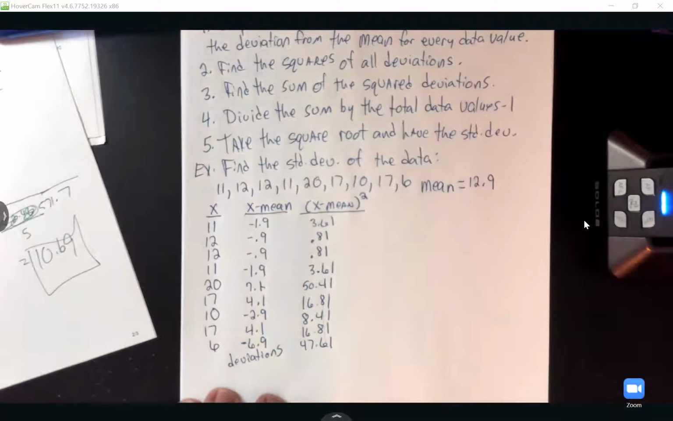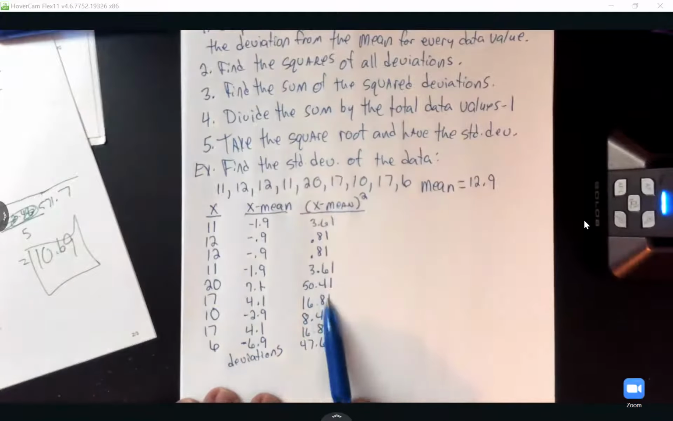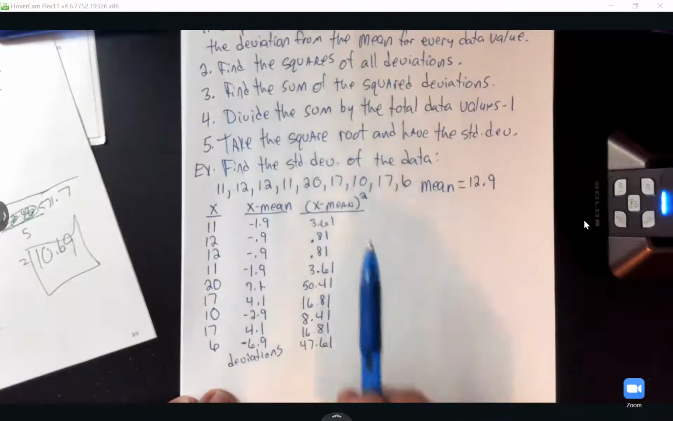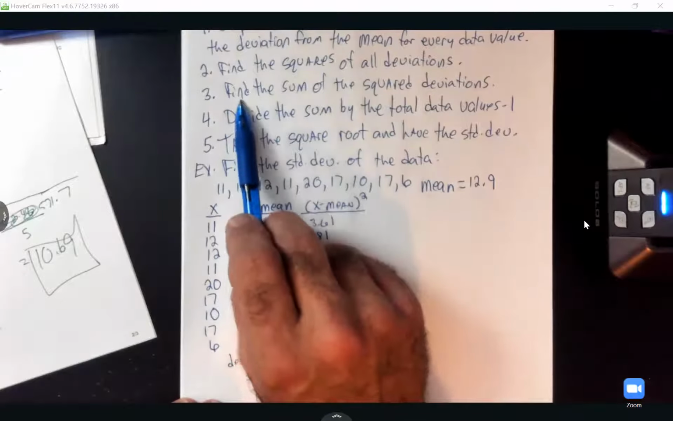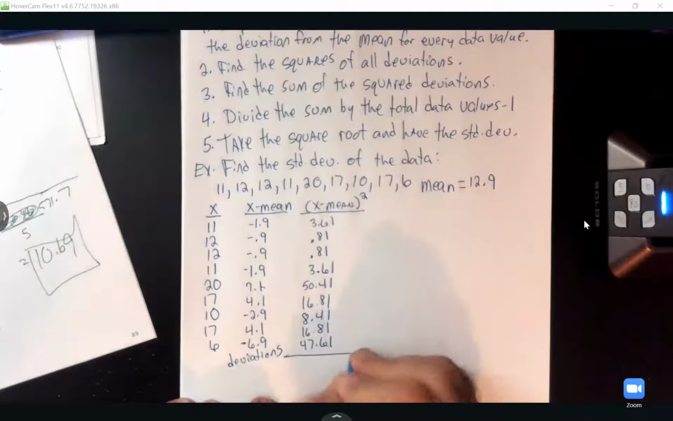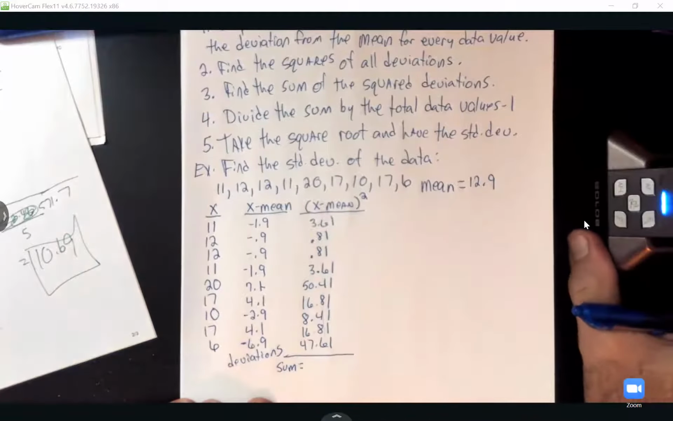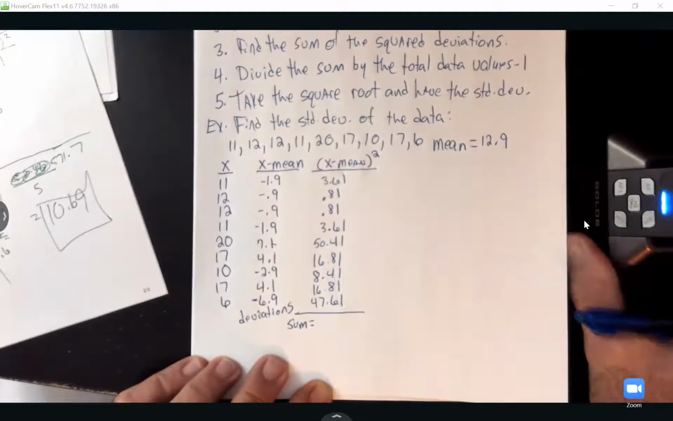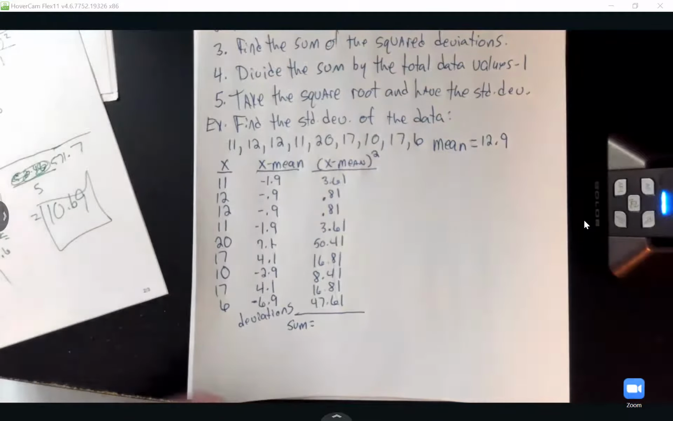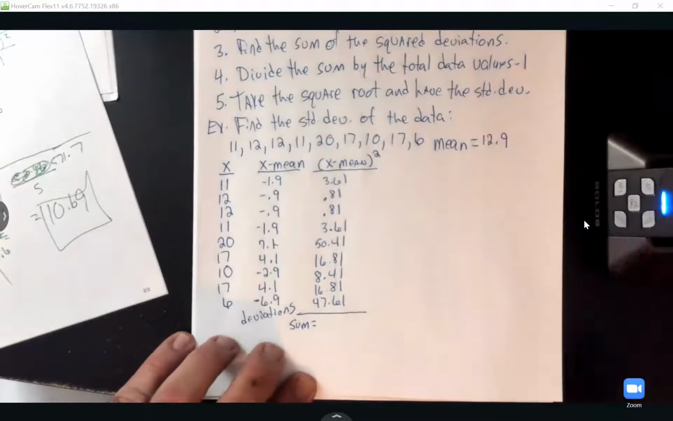So y'all, here's what's up. That was the squares of all the deviations. So the next thing it says is, find the sum of those squared deviations. So draw a little line under that. Let me pull that down just a little bit. We're going to find the sum, and remember, sum just means add them all together. So add all these squared deviations together.